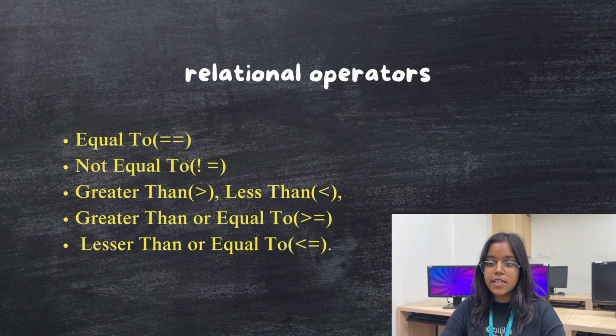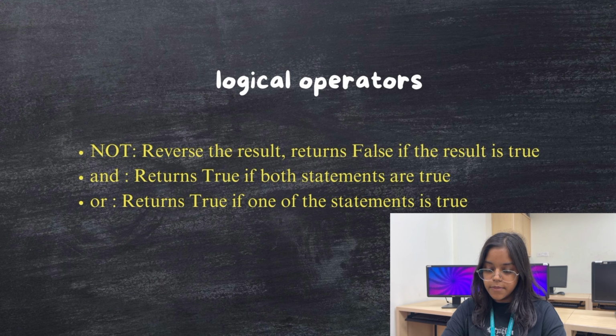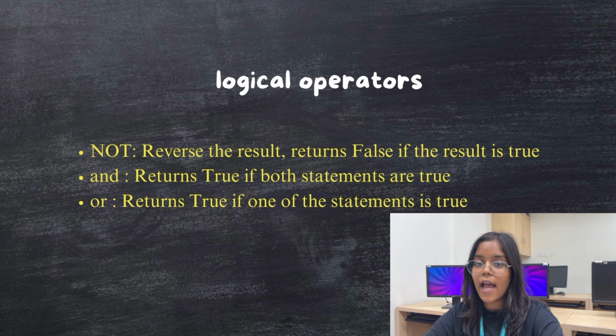The next operator we have is the relational operator. Relational operators are used to compare two values. Like in mathematics, we use an equal to sign to compare two values, but in Python we use a double equal to sign, and the symbols are different compared to normal mathematics. Relational operators give you the output as true or false because it's in boolean format. That was the relational operator. The next operator we have is the logical operator, and in logical operators we have not, and, or.